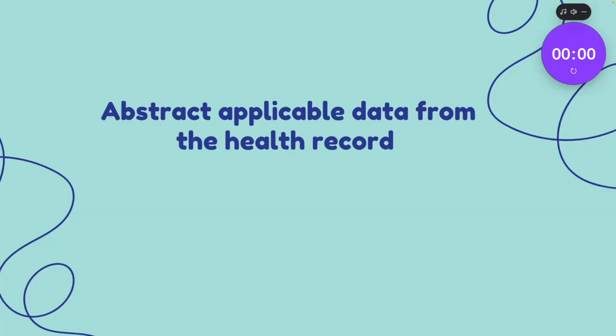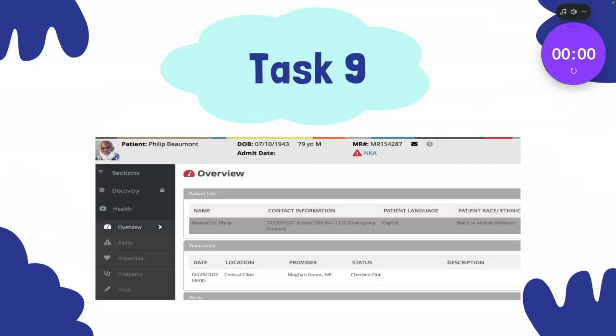So just a couple of questions, and really these are going to be some screens that I'm going to show you. And this is, again, just abstracting information out of the record. So for this particular patient here, a simple question: how old is the patient? And you are correct. The patient is 79 years old.